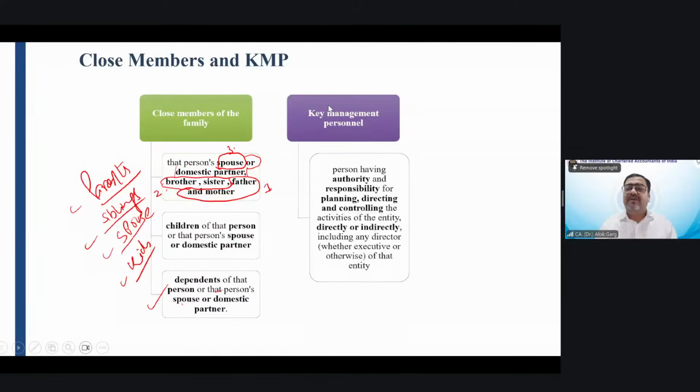If somebody has missed the complete lecture in the full course, he will have a golden chance to read it for the first time and understand it for the first time. Okay, KMP. Who is a KMP? Any person having authority and responsibility for planning, directing and controlling the activities of the entity, directly or indirectly, including any director, whether executive or otherwise. If there is an executive director, non-executive director, independent director, all will come here.